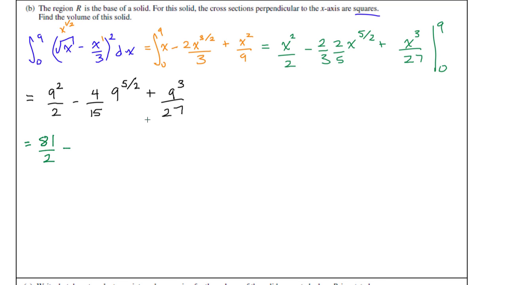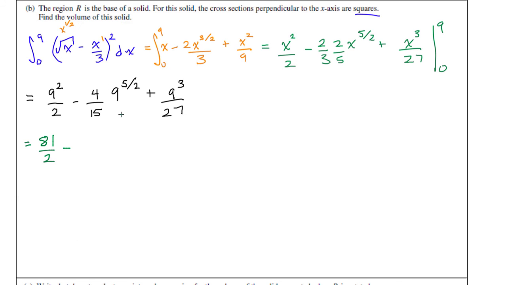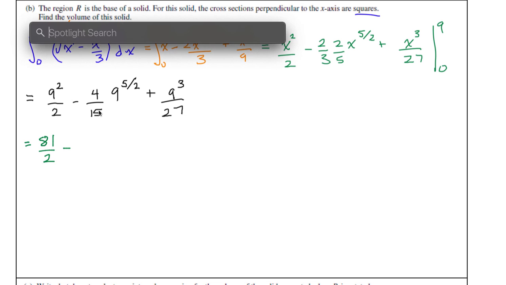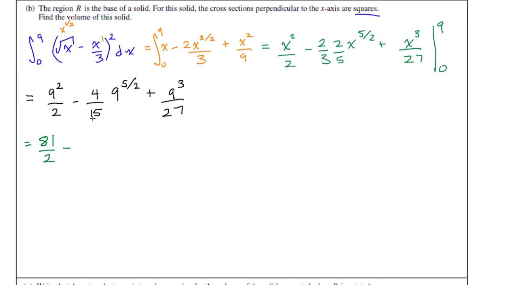81/2 minus, okay, so 1/2 is going to be 3 to the power of 5. Oh gosh, that's a big number. 3 to the power of 5 is 243, and 243 times 4 is 972. Is that right? That feels like it's too big. 972 over 15 plus 9 to the power of 3.